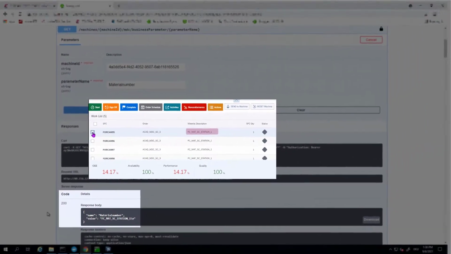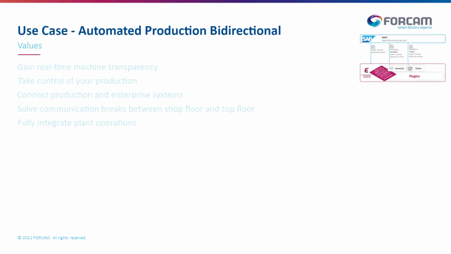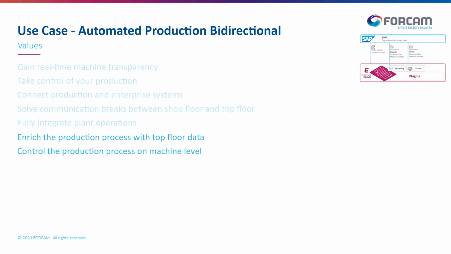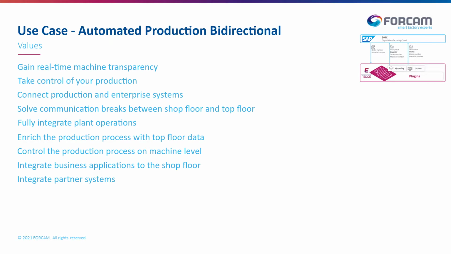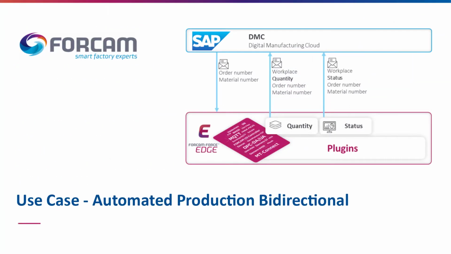So what are the additional values of our use case automated production bidirectional? Enrich the production process with top floor data. Control the production process on machine level. Integrate business applications to the shop floor and integrate partner systems. And this concludes our use case automated production bidirectional.